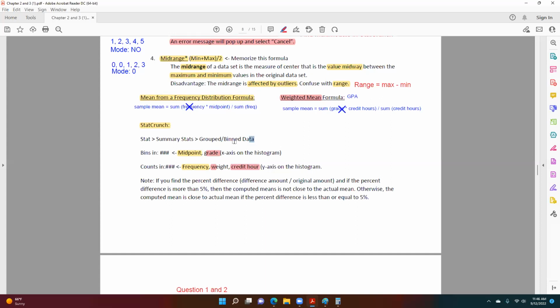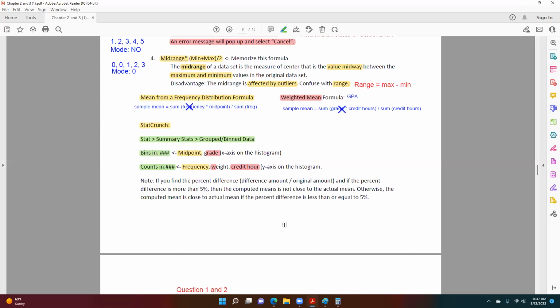Then what you need to do is go under Stats, Summary Stats, Grouped Binned Data. It will ask you where the bin is. Make sure you select the midpoint or the grade. And where is the count? The count is in the frequency or the credit hours. But don't worry about that, I'll show you how to do all this, and then you'll know what to do. Okay. There's a little note here that you need to watch out for.